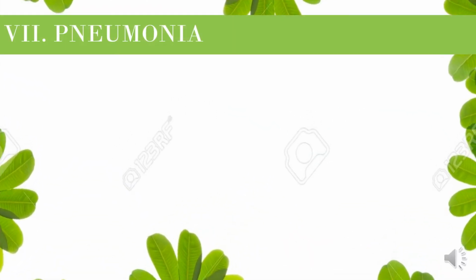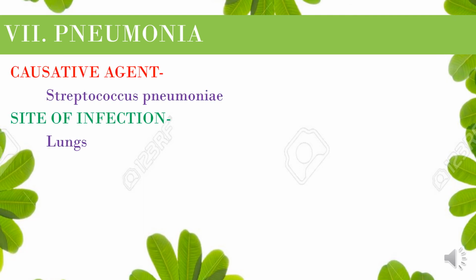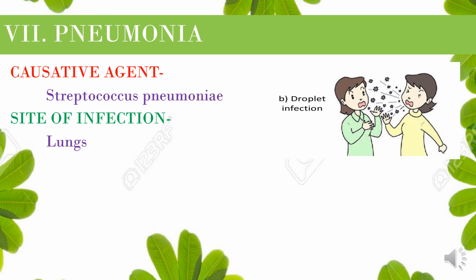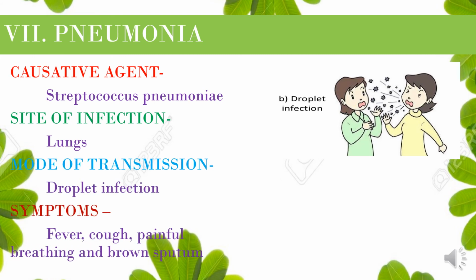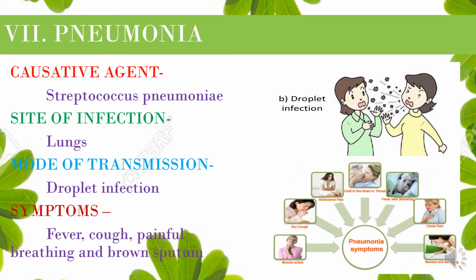The next disorder is pneumonia, which is caused by Streptococcus pneumoniae. This usually affects the lungs of the patient and it spreads through droplet infection. A person who sneezes and coughs is responsible for spreading the disease through the droplets. And the symptoms include fever, cough, painful breathing, and brown sputum. Sputum is the mucus-like secretion that comes out of the mouth while coughing and sneezing.